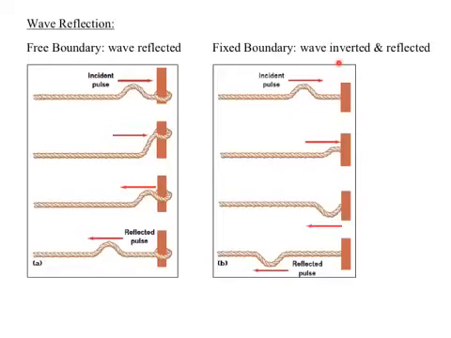And you could try this. You could also just have two people. One person holds one end of the rope, another person holds the other end, and one person sends a wave. If the other person holds their end still, the wave that gets reflected will also be inverted, and you can see that.